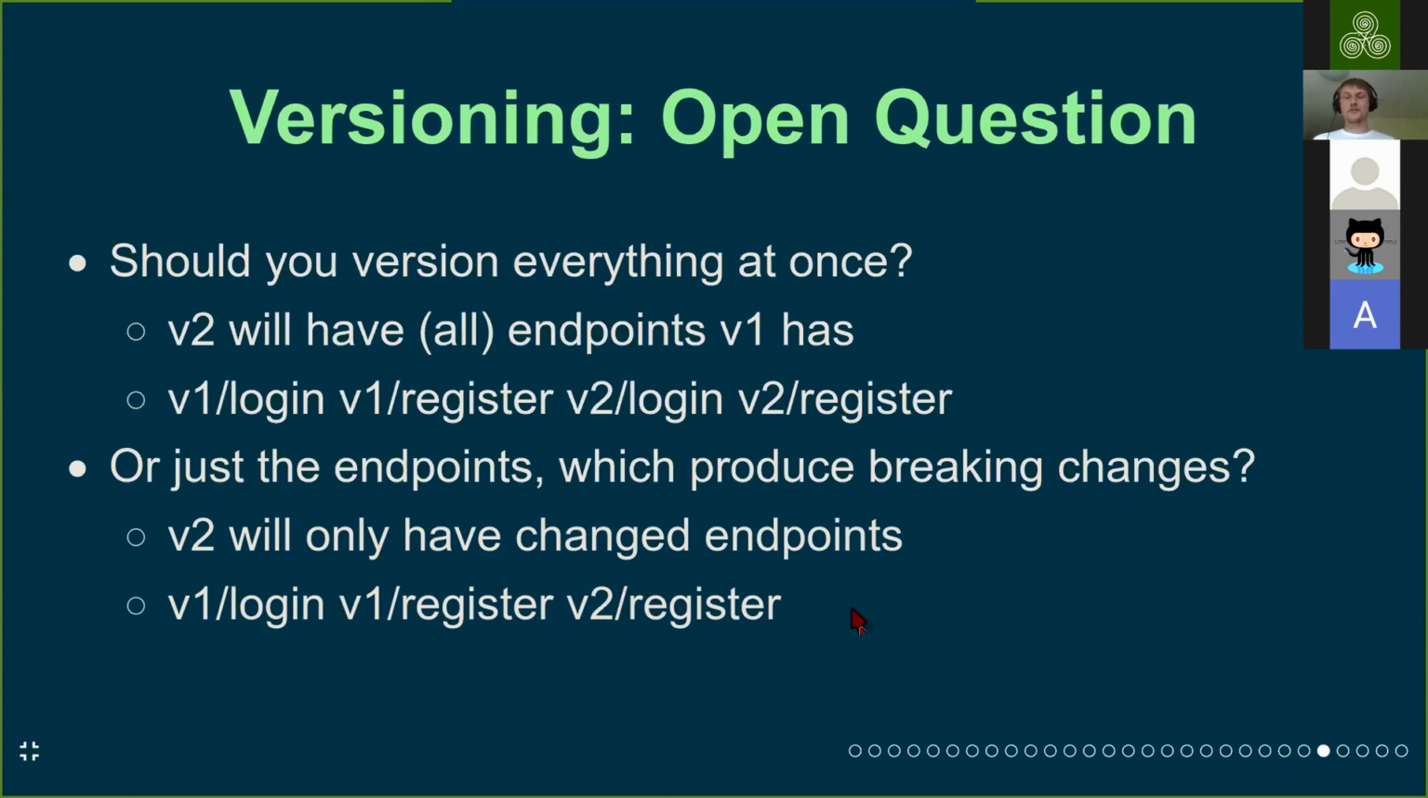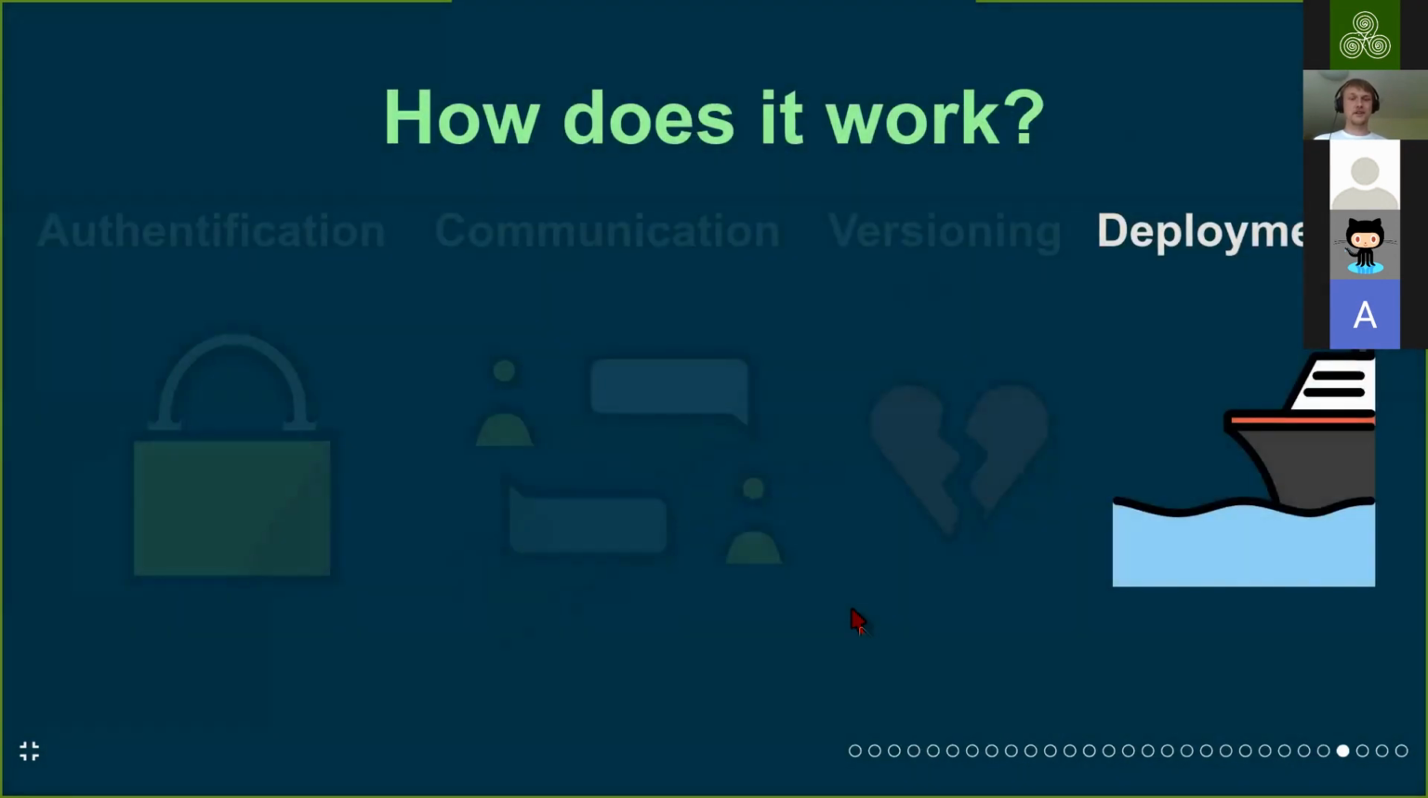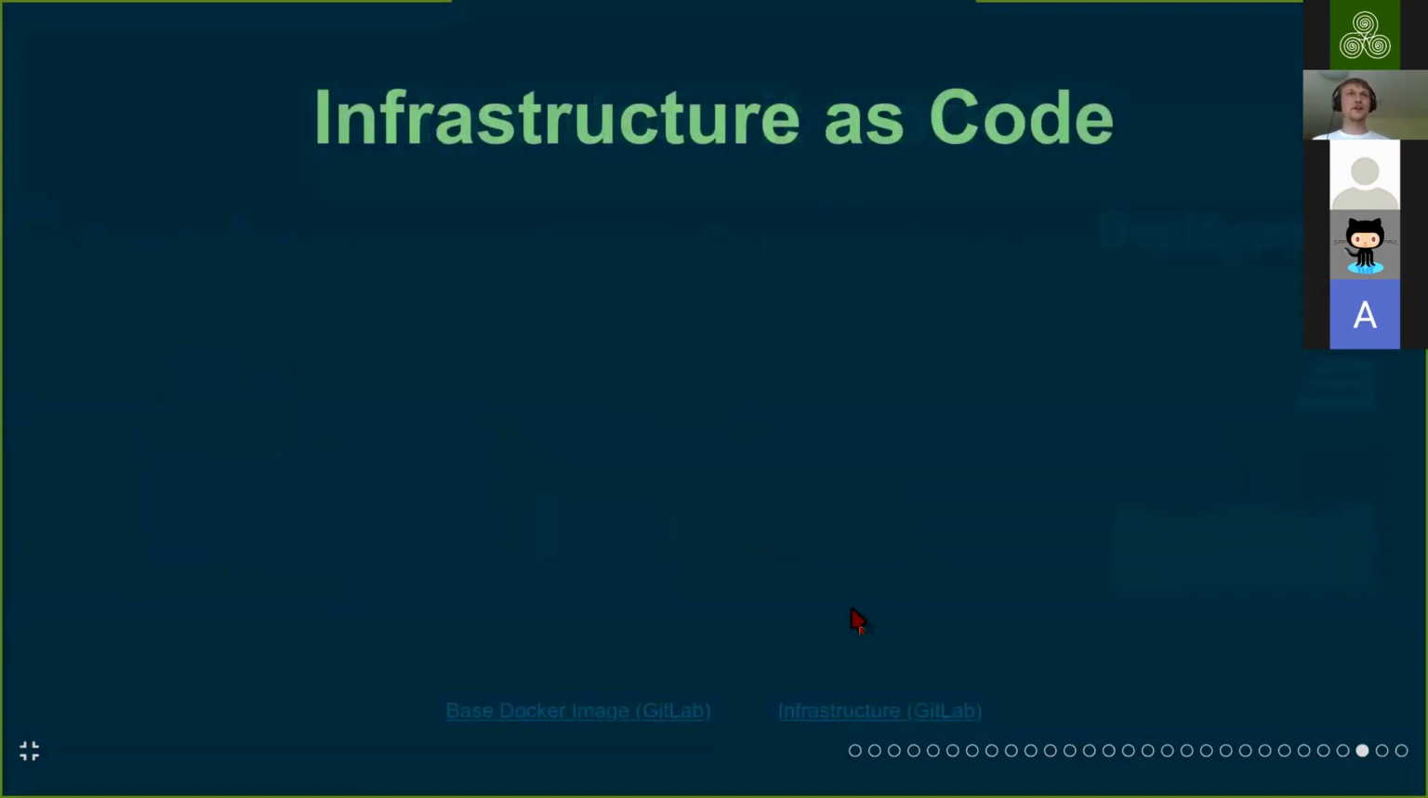So of course you keep the duplicated code low, but this might confuse users when version 2 does not have a login endpoint, for example. So I would at the moment say, just copy over the v1 module and then modify it accordingly to your plans. So last thing, deployment.